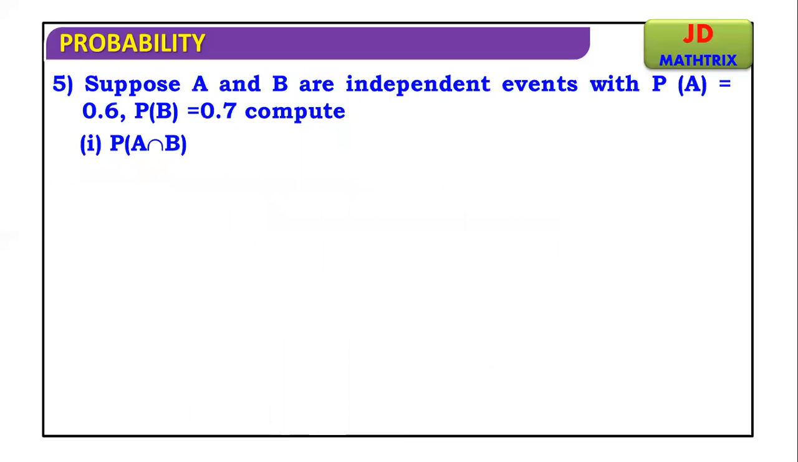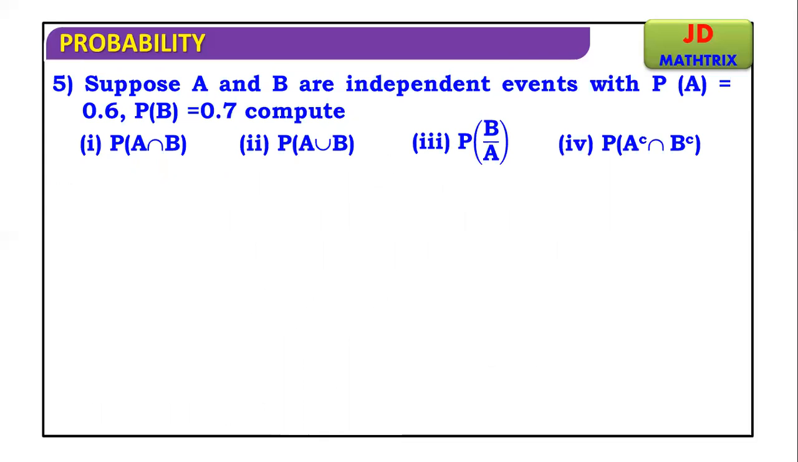Next one, same model. Suppose A and B are independent events with P of A equal to 0.6, P of B equal to 0.7. Then compute: first, P of A intersection B; second, P of A union B; third, P of B by A; fourth, P of A bar intersection B bar, that is P of A complement intersection B complement.